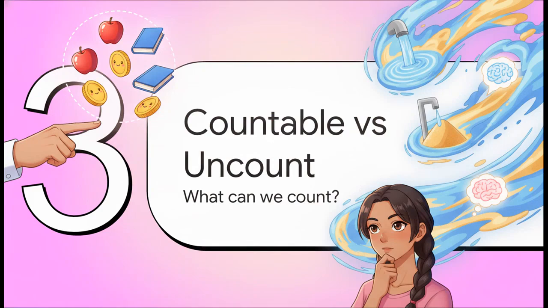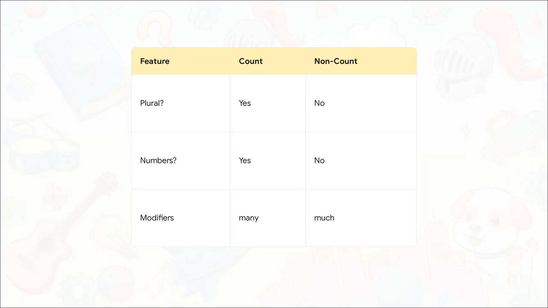All right, part 3, countable versus uncountable nouns. Figuring out what we can and cannot count is a huge roadblock for a lot of students, but the difference is actually really visual. So think of count nouns as individual puzzle pieces that you can hold in your hand. You can have 1 piece, 2 pieces, 3 pieces. They easily take plural forms and use modifiers like many or a few.